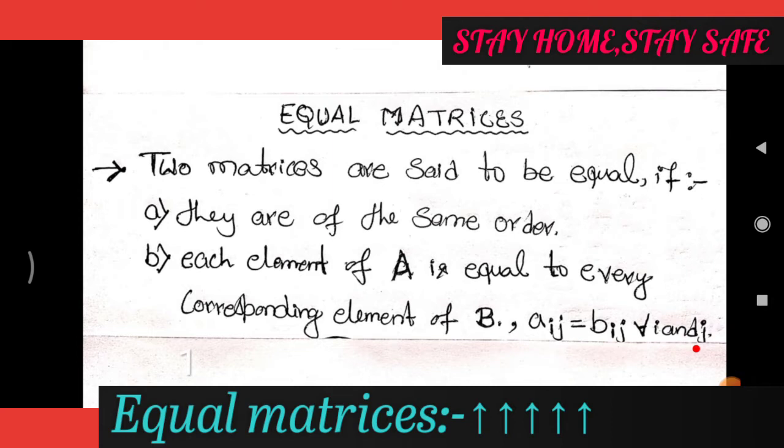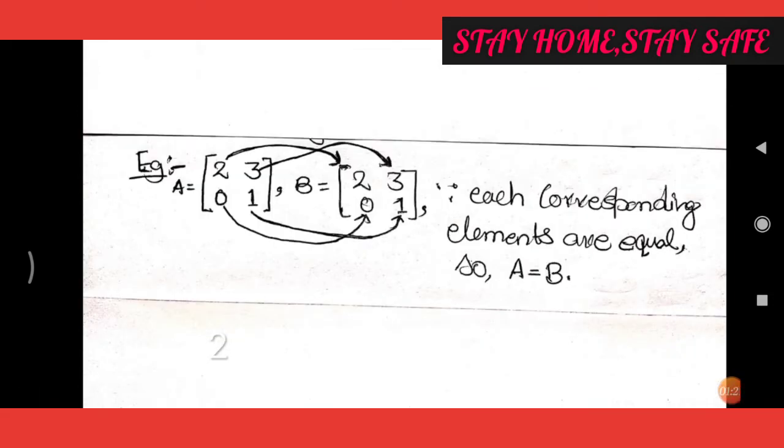Let me tell you clearly, my friends, those matrices are said to be equal if they are of the same order, meaning they should have the same order like m by n. Both matrices, or any number of matrices given, should be of the same order, and each element of the first matrix should be equal to every corresponding element of the second. So here we have A as the first and B as the second. An element Aij of matrix A should be equal to an element Bij of matrix B for all i and j. Let's go by an example to get a clear picture of it.